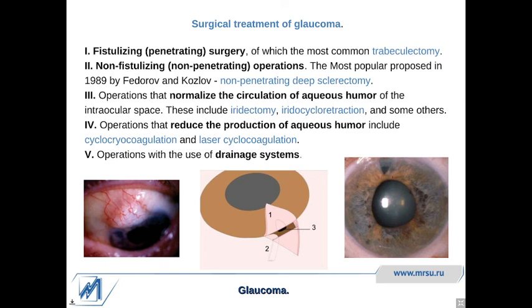About surgical treatment of glaucoma, there are several variants of surgery. First of all, fistulizing penetrating surgery. Then non-fistulizing, non-penetrating operations. Operations that normalize the circulation of aqueous humor. Operations that reduce the production of aqueous humor. And operations with the use of drainage system.